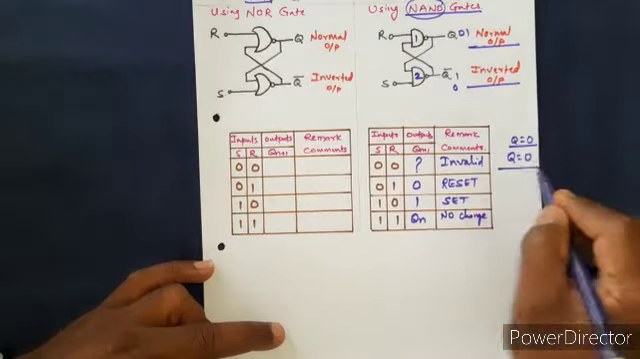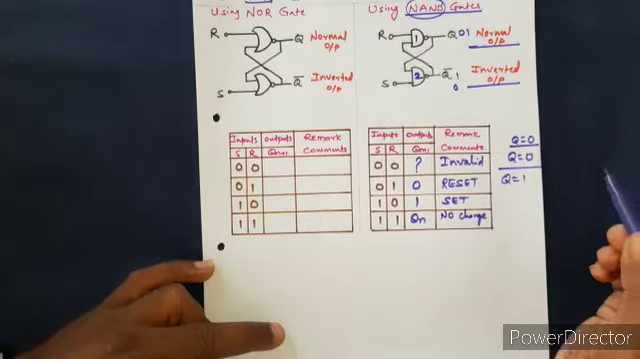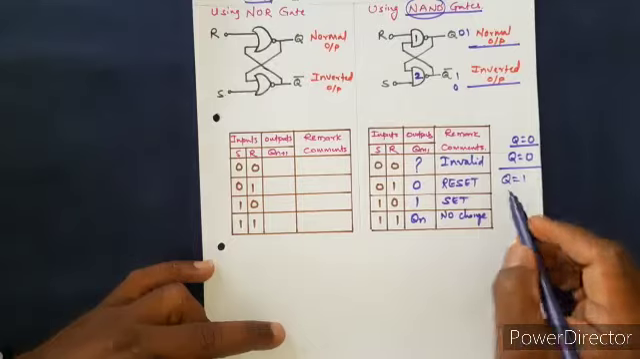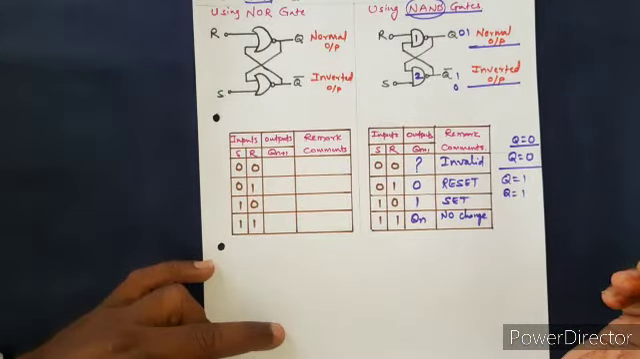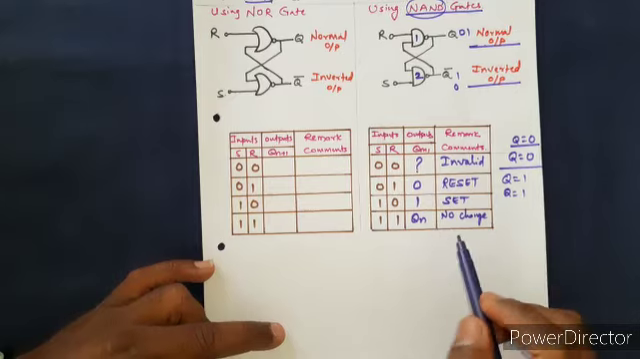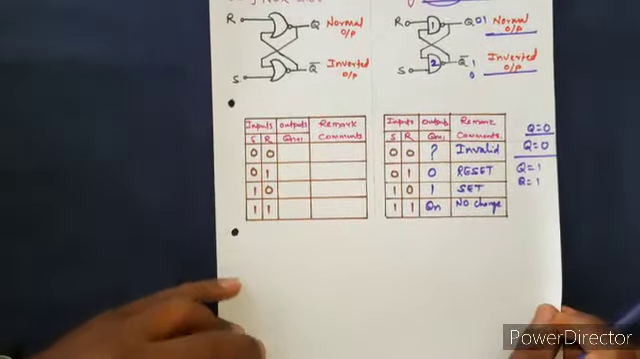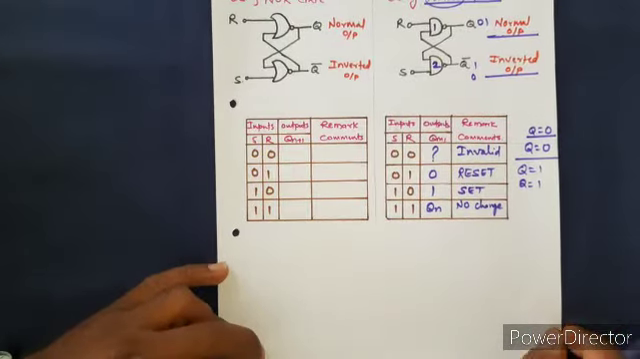Or consider that my output Q was 1 and now I apply S equal to 1 and R equal to 1, my output Q will remain as it is. So there is no change. This is just a short revision of what we have seen in the last lecture.